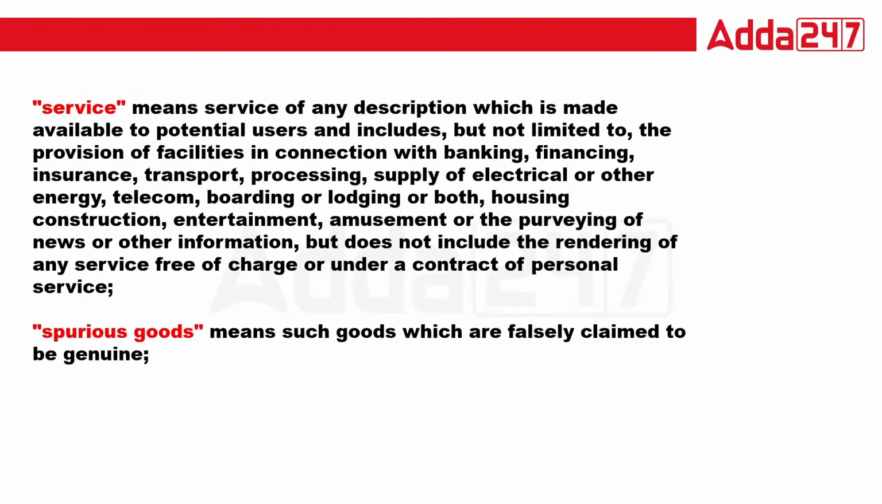Okay, services. Suppose the services are not good, you can just file the complaint. So services means any description which is made available to the potential user, includes but not limited to the provision of facilities and connection. What is spurious goods? That is falsely claimed to be genuine. So we can say fake goods, the goods that are not in the right condition, but the shopkeeper is representing it's a very good one.